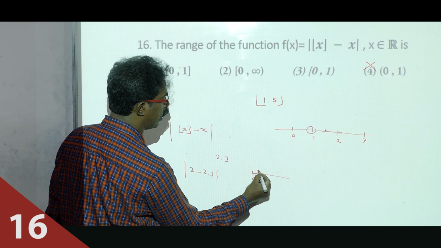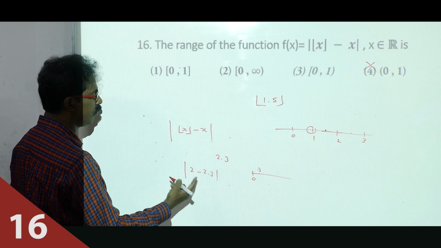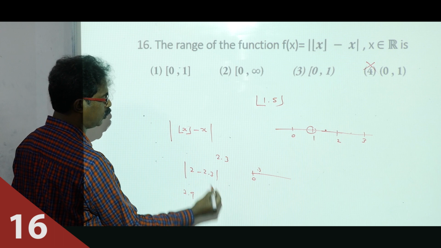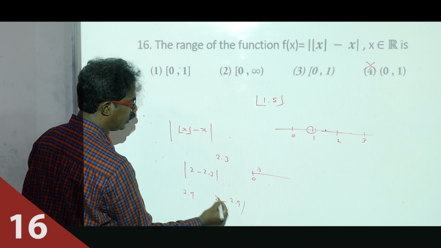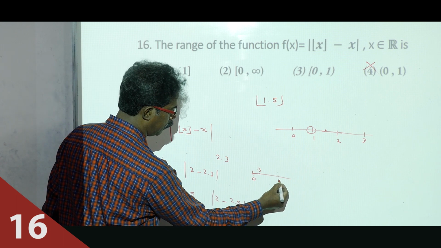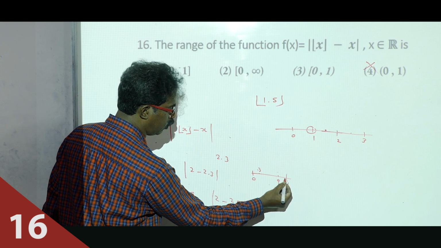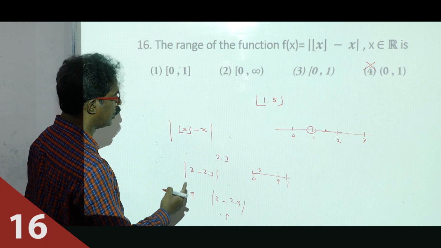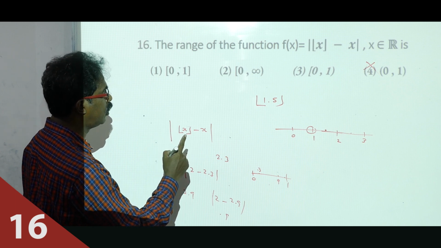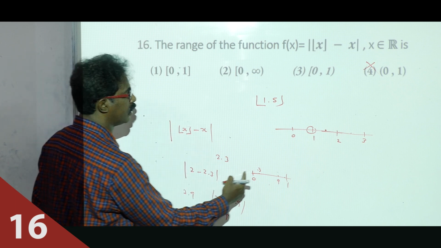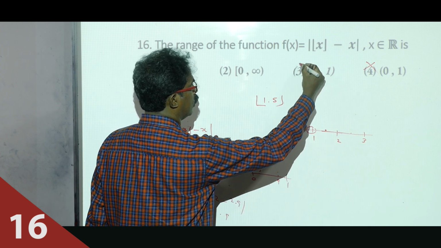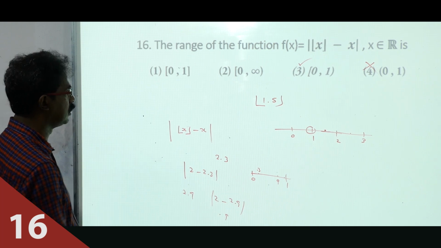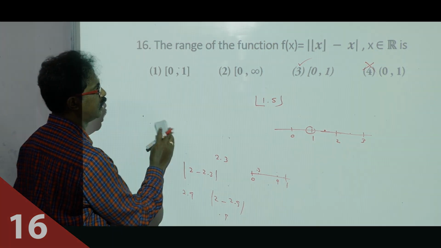So the answer can be 0, it can be 0.3. Suppose I am giving 2.9, you will get 2 minus 2.9, and when you take modulus, it is 0.9. It won't be 1. It will be very close to 1, but it will not be 1. So the correct answer is 0 to 1. 0 is included, but 1 is not, slightly before 1. So the correct answer is 0, 1, and the 1 is the open interval. So the correct answer is the third option.